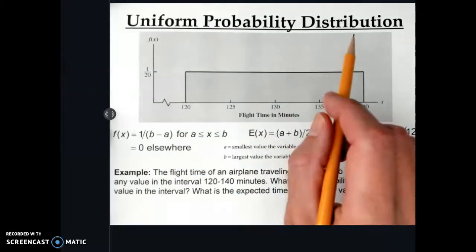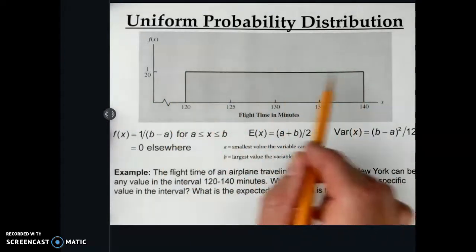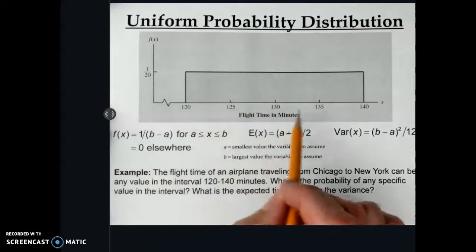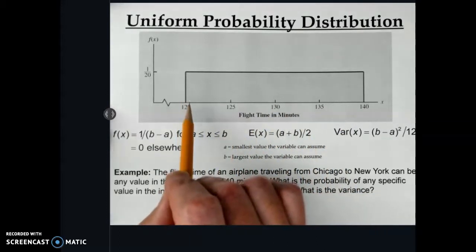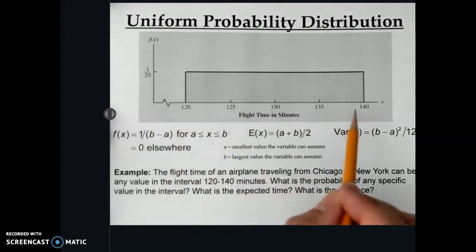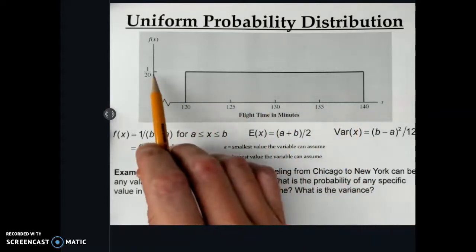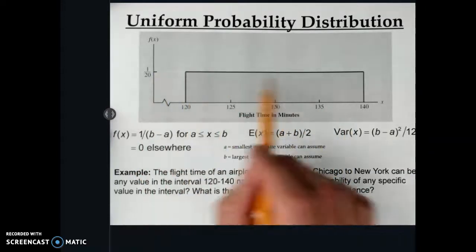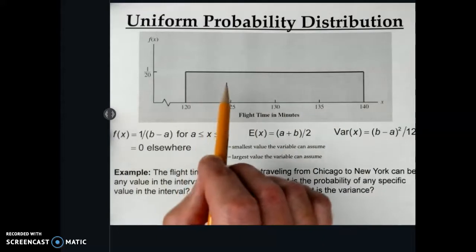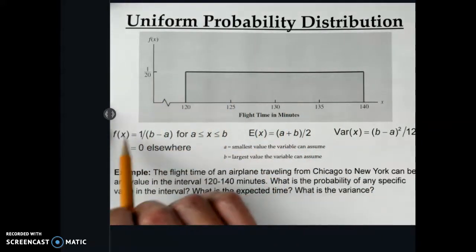The uniform probability distribution takes on this shape, which just means that there is a constant probability for any of the x outcomes. Now here we've got flight time in minutes. So the lowest flight time possible is 120, the highest is 140. So the probability of getting any particular value in this interval is going to be 1 over 20, because there's 140 minus 120. There are 20 flight times there. And since it's constant, 1 over 20, which, by the way, is 5%. You can see that in this formula here.